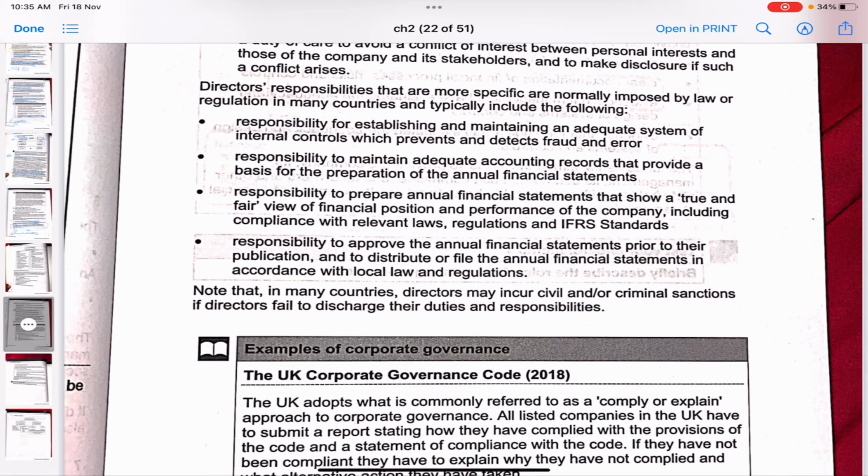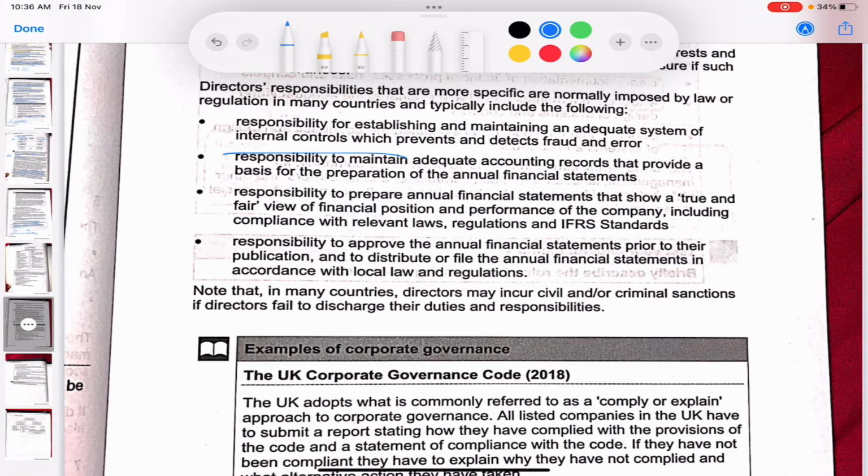What are the directors' responsibilities? These are some of the directors' responsibilities which are imposed by the legal jurisdiction. So it is imposed by the law itself. Establishing and maintaining an adequate system of internal control. We have done that in the BT paper. We know that we need to have internal control because by having internal checks and internal control, we will be able to prevent any sort of fraud or malfunction which might occur in our business.